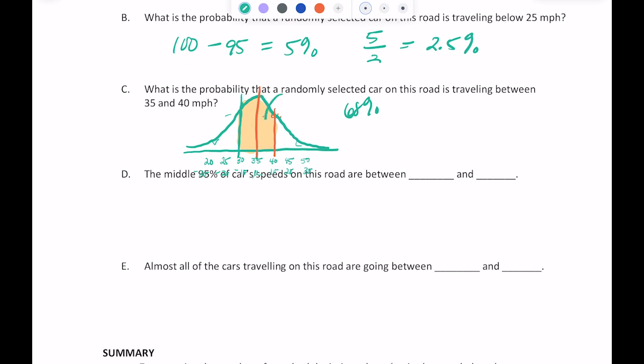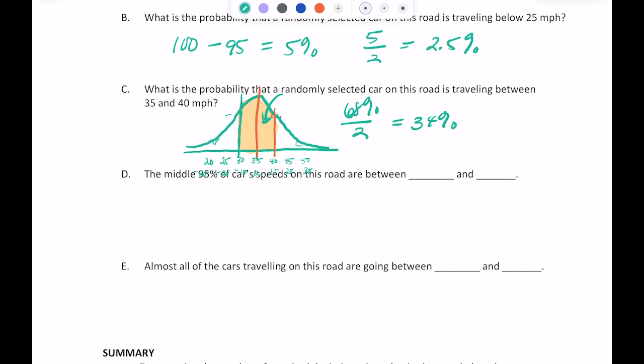But I'm only looking for the probability that someone traveling on that road is going between 35 and 40 miles per hour. So using one of the characteristics of the normal model, I know that it's symmetric. So all I would have to do is divide this 68 by 2, because this area is the same as that area. And 68 divided by 2 is 34. So approximately 34% of cars traveling on that road will be traveling between 35 and 40 miles per hour.